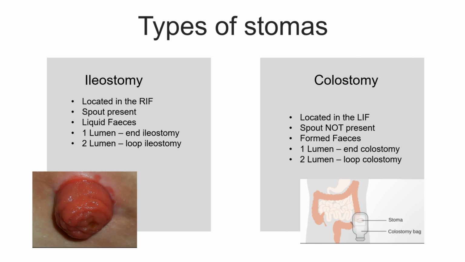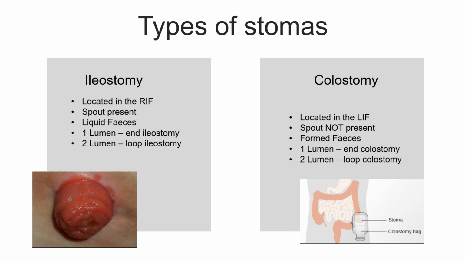Now there are two types of stomas, an ileostomy and a colostomy. Now one way to distinguish the two, just by looking at a patient, is that majority of the time, ileostomies are located in the left iliac fossa. Now this is where the ileum is brought out into the abdominal wall. Now a colostomy is often located in the right iliac fossa, and this is when the colon is brought out into the abdominal wall. So ileostomy is to do with the ileum being brought out. Colostomy is to do with the colon being brought out.